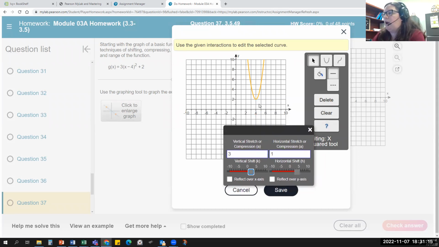If you're not sure if your graph is right, you can start plugging in numbers. If I plug in 4 for x, does it come out 2? If I plug in 5, does it come out 5? If I plug in 3, does it come out 5? And you can start checking whether you have the right ordered pairs showing up on your graph that you should have.